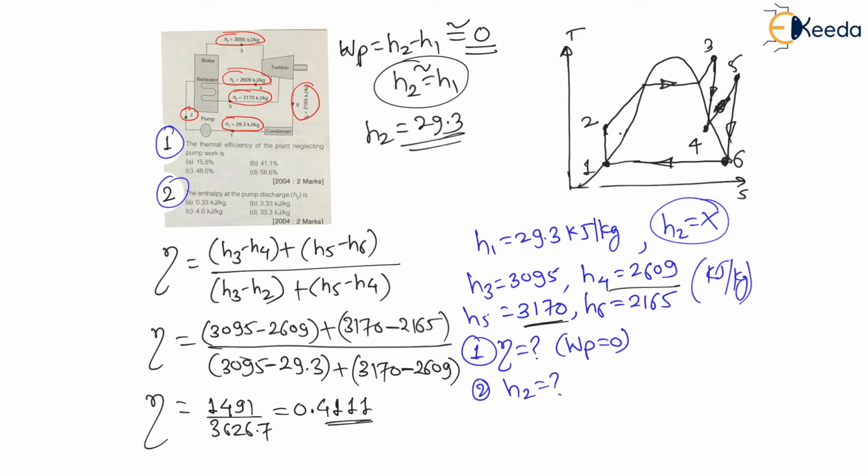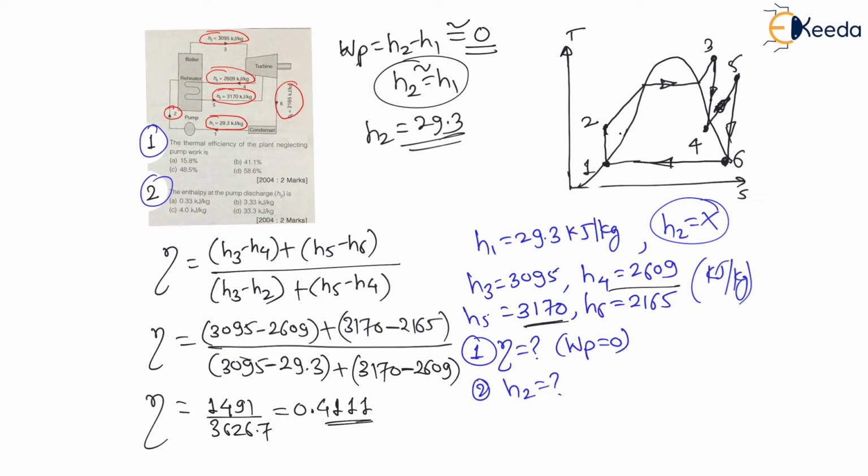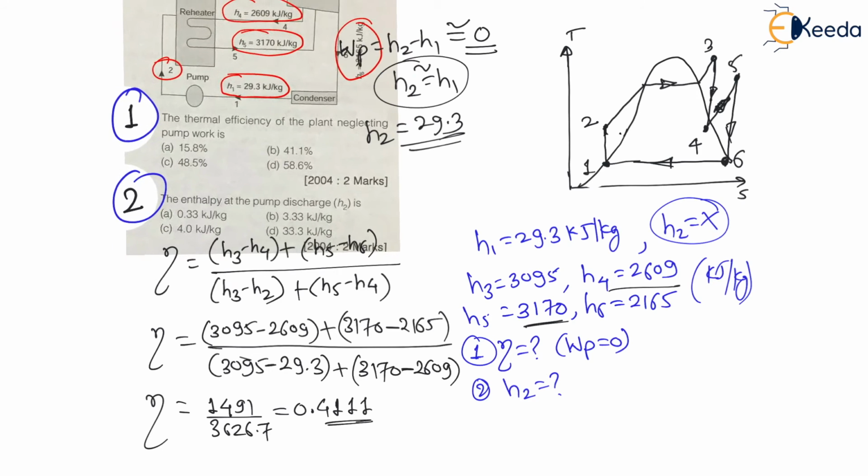0.4111. But my dear students, if you look at the options, all the options are in percentage. Therefore, to find the percentage value, we have to multiply this with 100. Therefore, the answer will be 41.11%. Therefore, option B will be the correct choice for the first question.